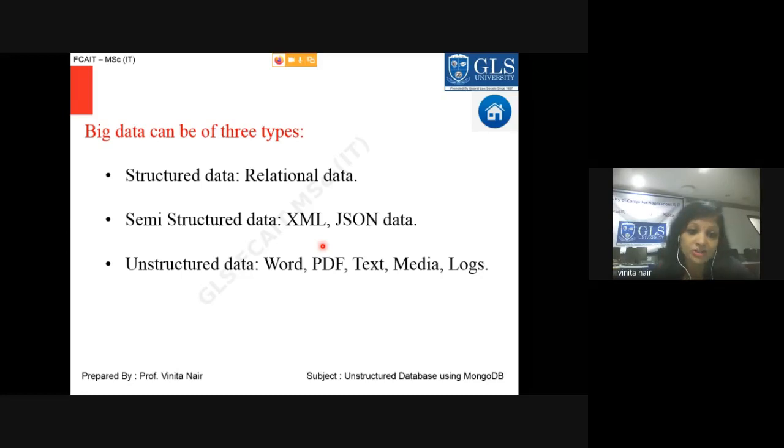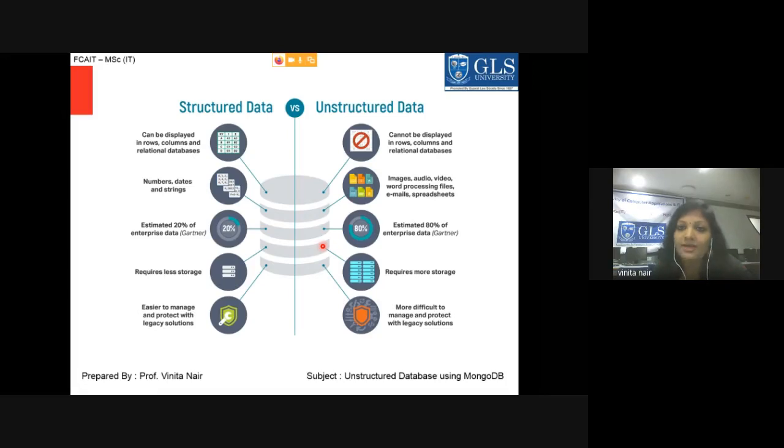Structured data is relational data, RDBMS data. Semi-structured data can be your XML or JSON data, and unstructured data can be your Word, PDF, text, media, log file, location data, sensor data. All this comes into the category of unstructured data. Now I have a slide where I can compare structured data and unstructured data.